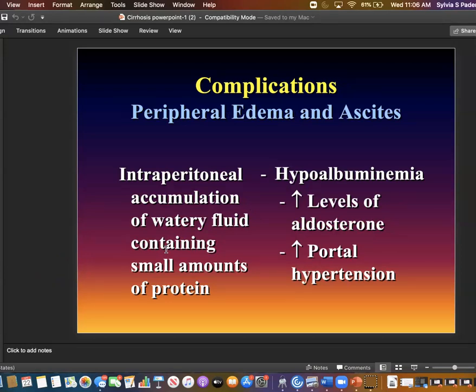And then there is peripheral edema and ascites, intraperitoneal accumulation of watery fluid containing small amounts of protein, hypoalbuminemia. So basically, the patient's albumin level will be low, and whenever we admit these patients, we give them albumin to help pull the fluid into the vasculature. And then increased levels of aldosterone and portal hypertension.